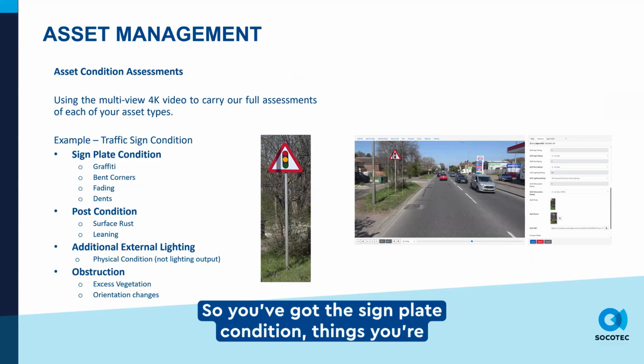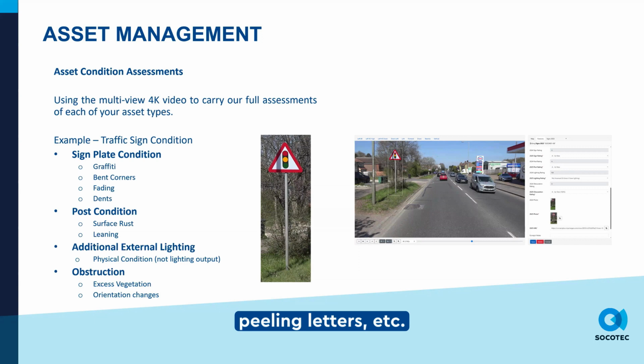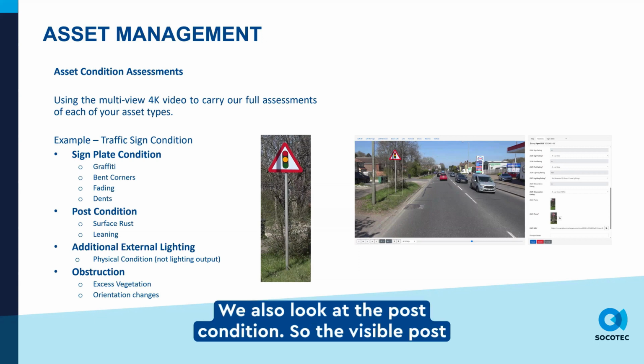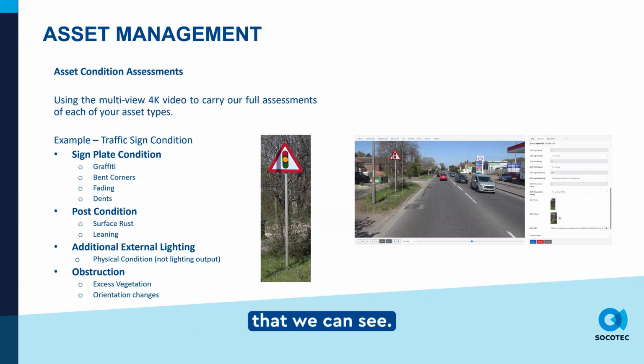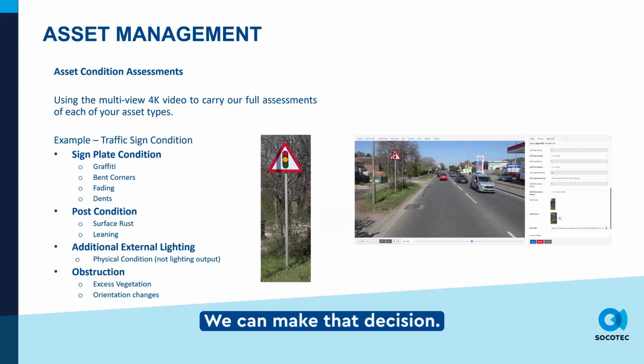So you've got the sign plate condition, things you're looking for on this, potentially graffiti, bent corners, fading, denting, peeling letters, etc. We also look at the post condition, so the visible post that we can see. Again, is there any surface rust? Is the post leaning over to one direction? We can make that decision.